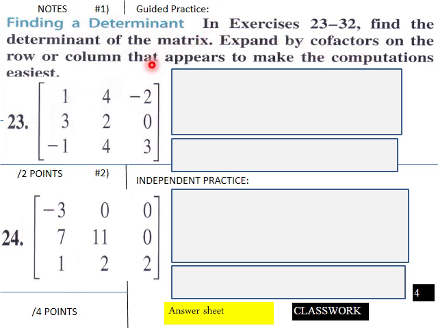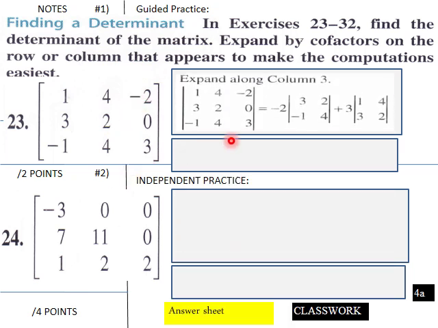Find the determinant of this matrix here. Expand by cofactors on the row or column that appears to make the computations easiest. So we need to figure that one out here. So expand along column 3. So column 3 is over here. We have a 0 here, so that makes it easiest. So we can expand from that, from column 3.